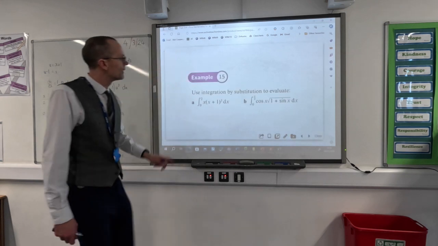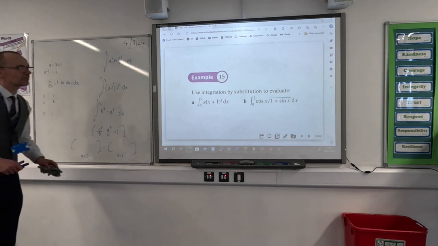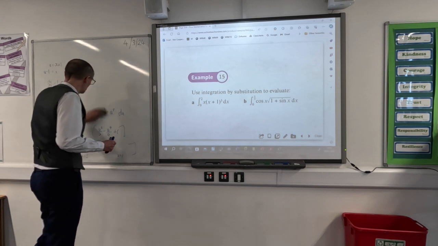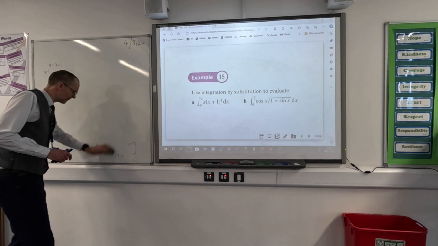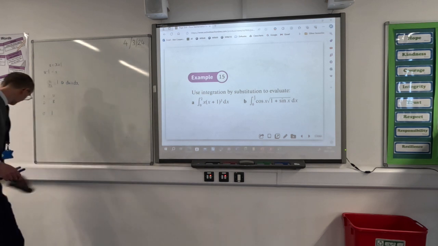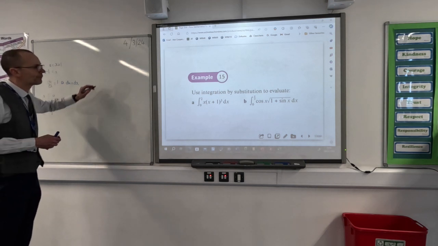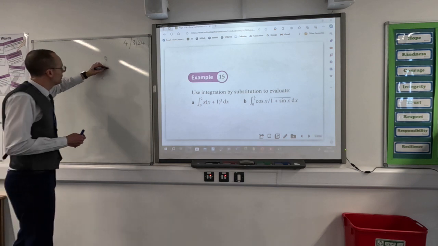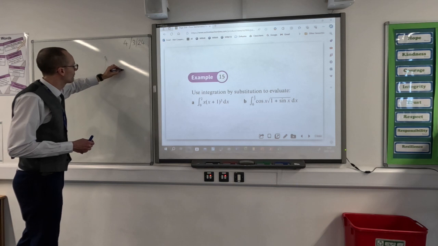So now we're trying this one here using the substitution u is 1 plus sine x. Initially, it looks like the cos x is going to be a problem, but of course, that's only a problem until we differentiate our u equals expression. Make sure your calculator is in radians before you do any calculations.